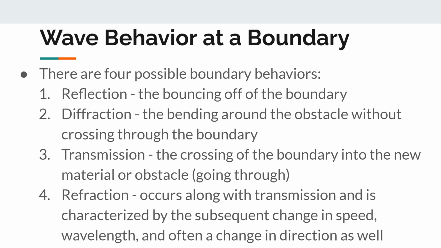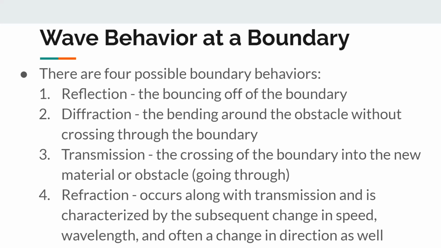Diffraction, which would mean that it's bending around that obstacle, whatever it may be, without actually crossing through the boundary. Transmission is crossing of the boundary into the new material, so when it actually goes through, it transmits through. And when that happens, sometimes we also have this refraction. Refraction occurs along with transmission and is characterized by a subsequent change in speed, wavelength, and often a change in direction as well.